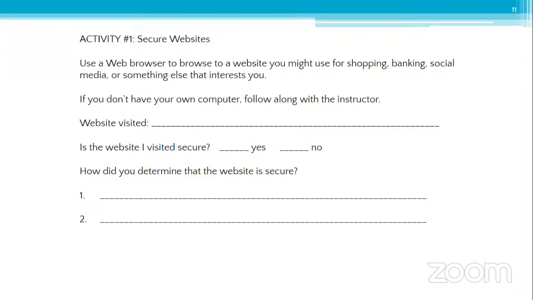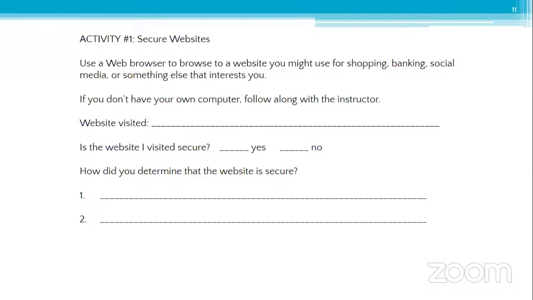Here you are supposed to list the website visited. Then you look at: is the website I visited secure? You can just put yes or no. Then, how did you determine that the website is secure, based on what we have covered? So how can you determine that the website is secure?